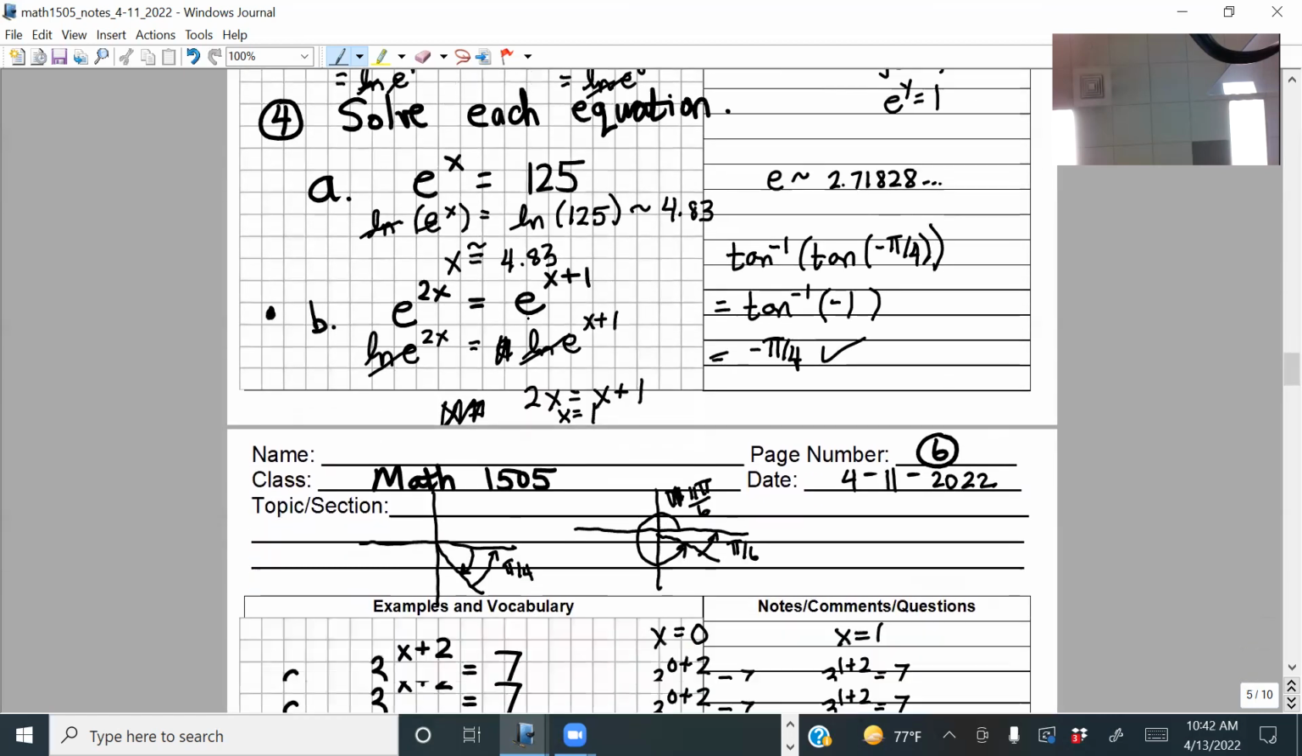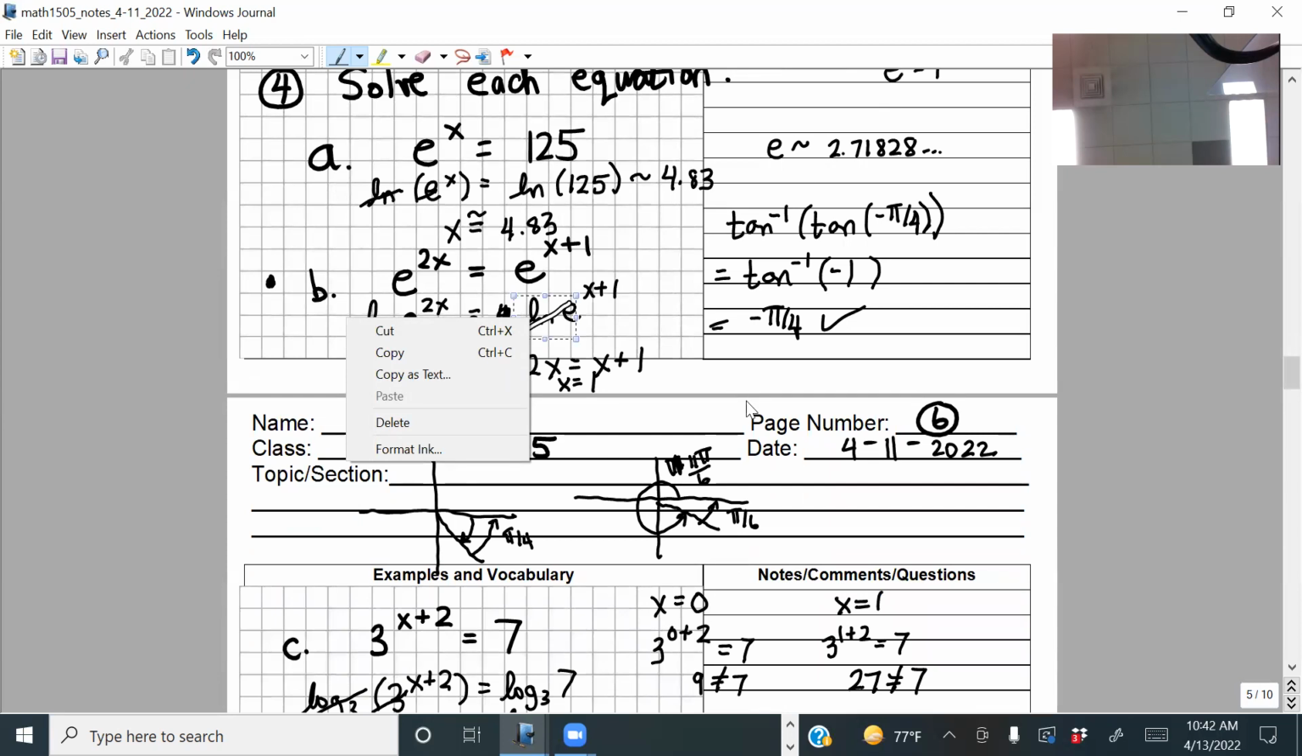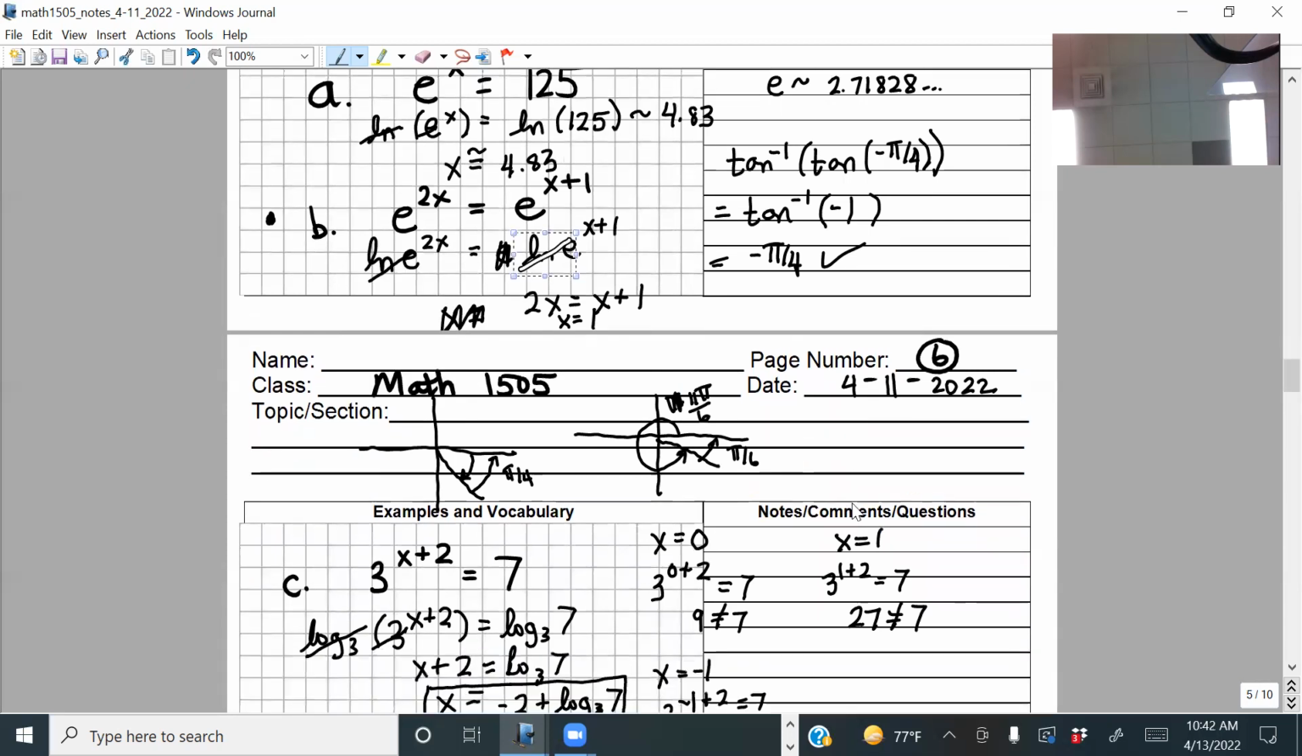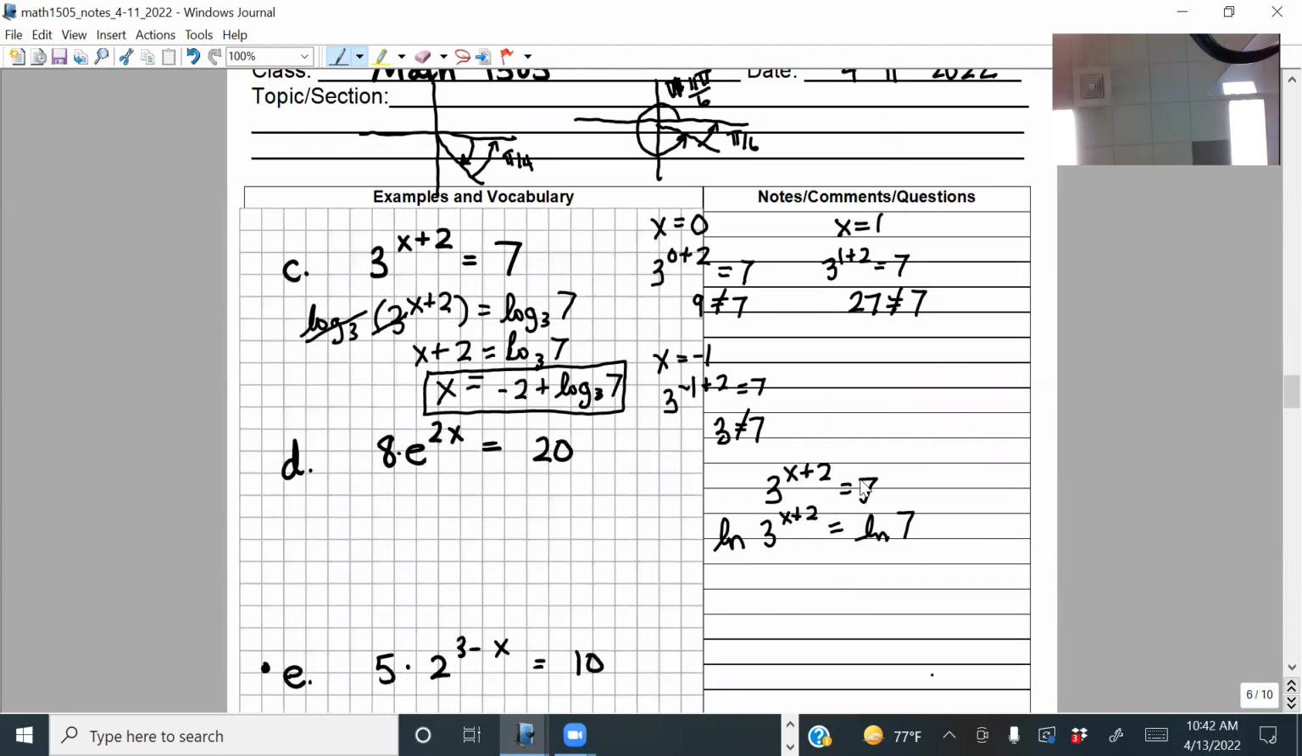That still applies here, even though the bases are different, right? Natural log is log base e, and this is base 3. So you can take the entire exponent here, the x plus 2, and you can bring it in front. Be sure you bring the whole thing.